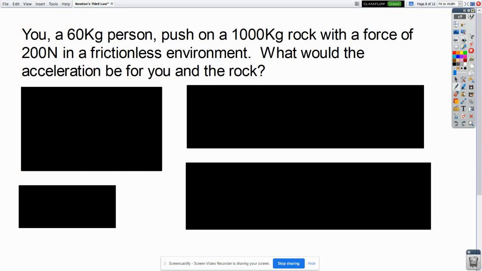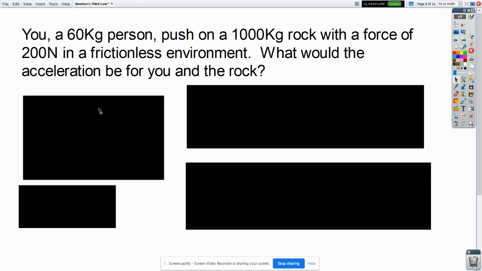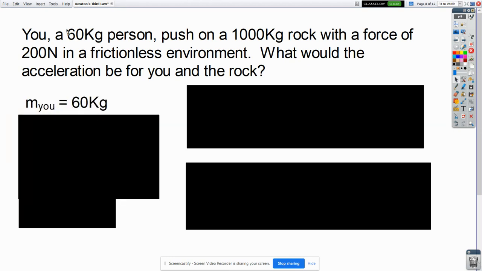What would the acceleration be for you and for the rock? Okay, so let's take a look at how this works. It's going to be based on both Newton's first and second law, really, because we're going to use the force equation here. Your mass is 60 kilograms.